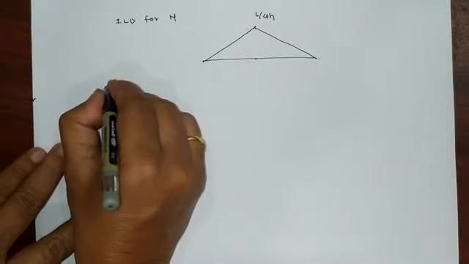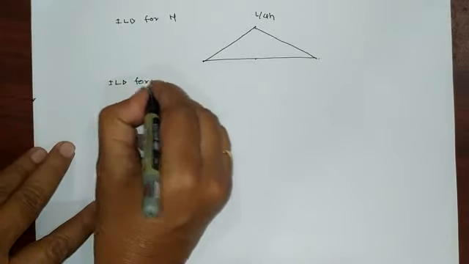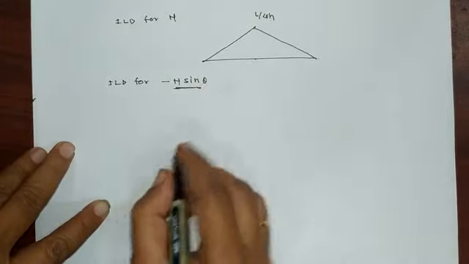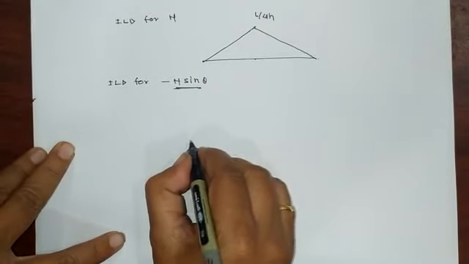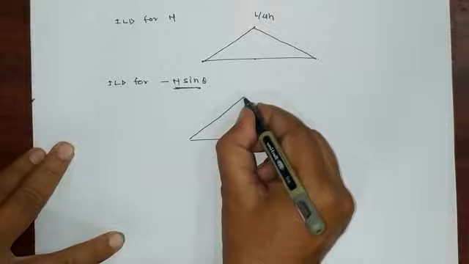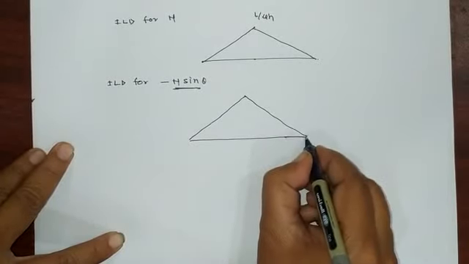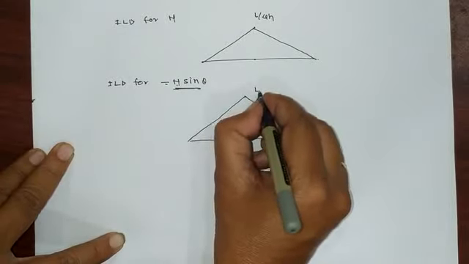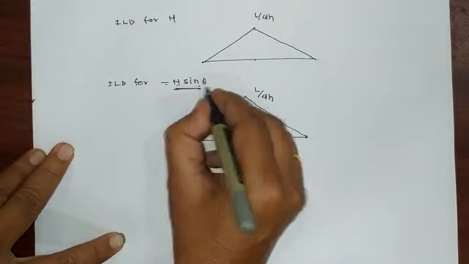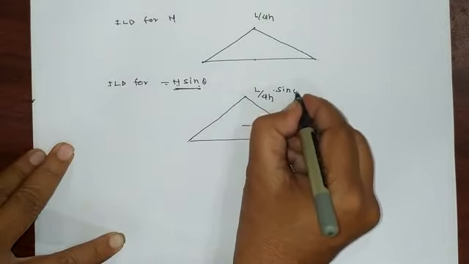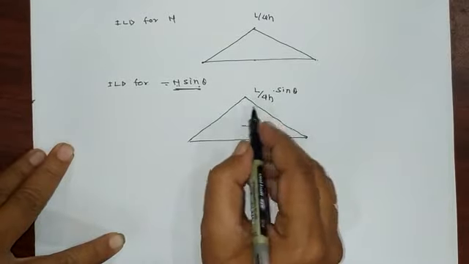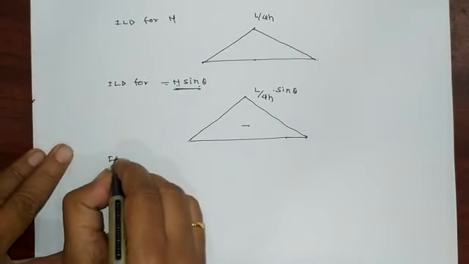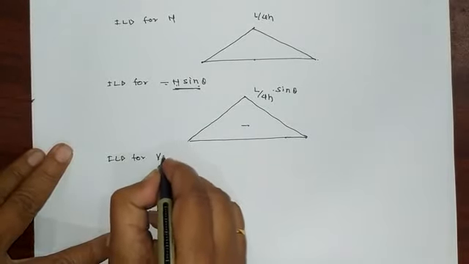Now our aim is to draw the ILD for minus H sin theta. So modify this diagram. Now this is minus, so make it minus here. Now for H, we know L by 4H, and multiply this by sin theta. So we got this diagram for minus H sin theta.